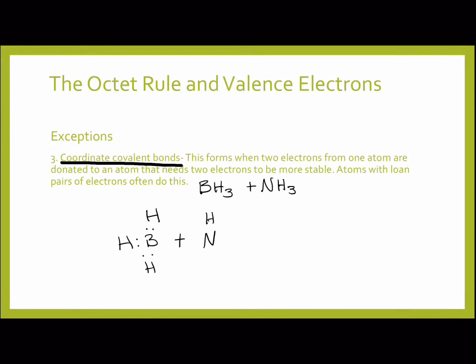Now we have the N with H's around, and we can draw our bonds between each of those. And this has a lone pair of electrons. That lone pair is actually going to be shared between the nitrogen and the boron. So we'll draw that again so that we can see the two electrons being shared.